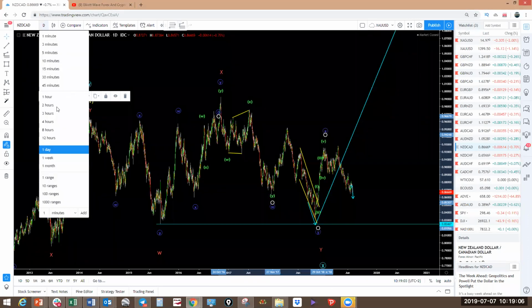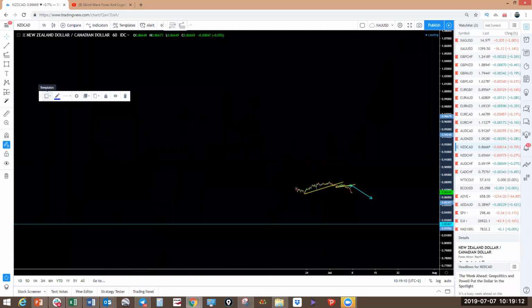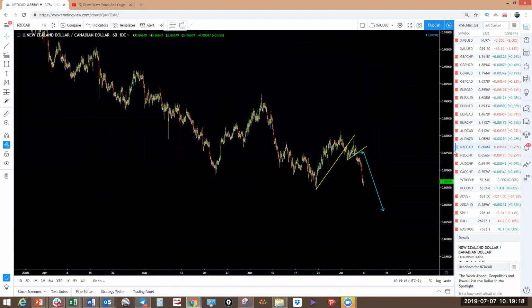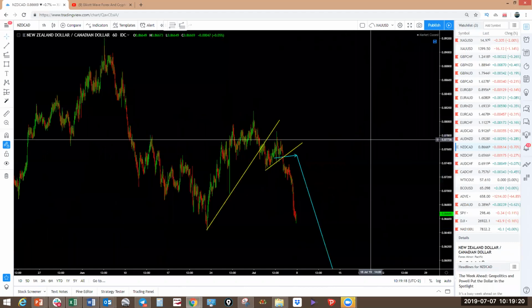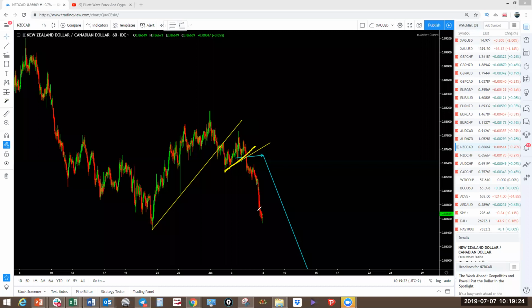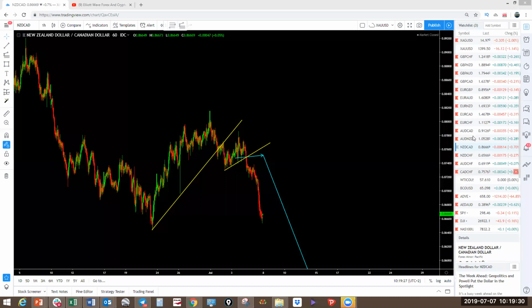But your target is back to the 82 area. But don't just buy and hope it gets to the 82 area, because you need to be able to take the loss if it goes against you. So that's why you need to have an entry point like this one. Okay. So we've got that. Any entry after that is going to be risky. New Zealand.